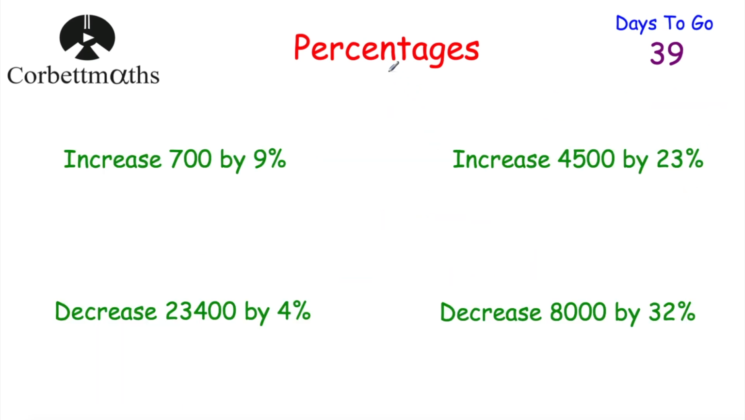Okay, we've had a look at how to find percentages of amounts using a non-calculator technique, and also using a calculator. Now let's look at how to increase or decrease by a percentage. So we're going to increase 700 by 9%, 4,500 by 23%, we're going to decrease 23,400 by 4%, and we're going to decrease 8,000 by 32%. Okay, so feel free to press pause now to try these.